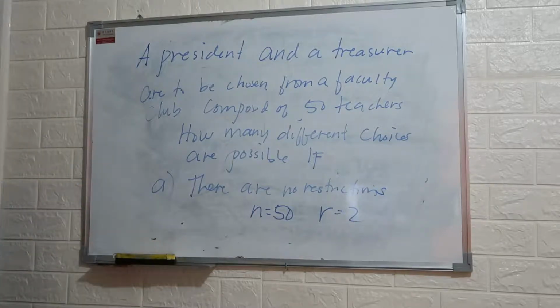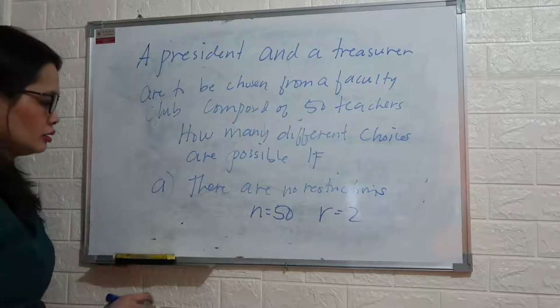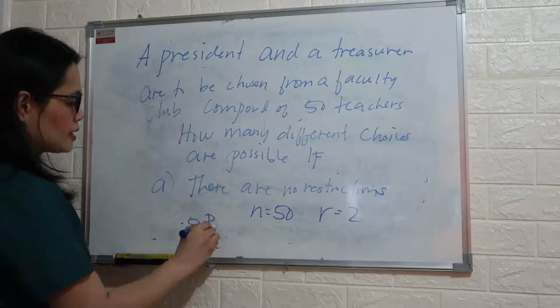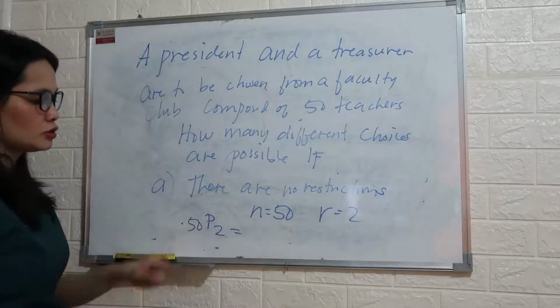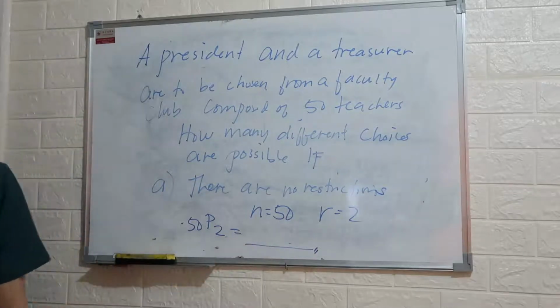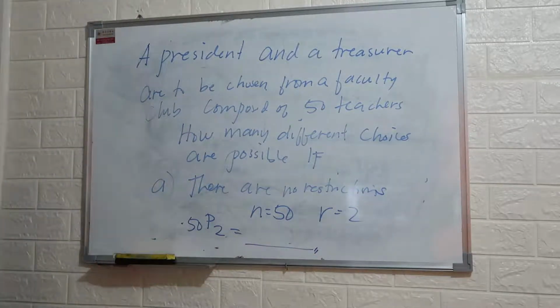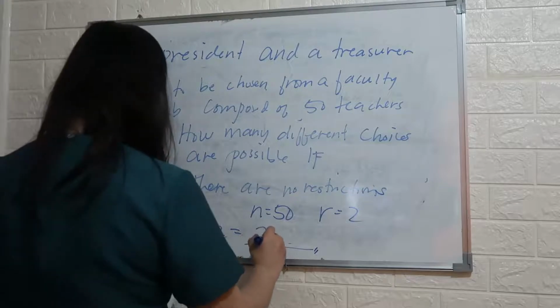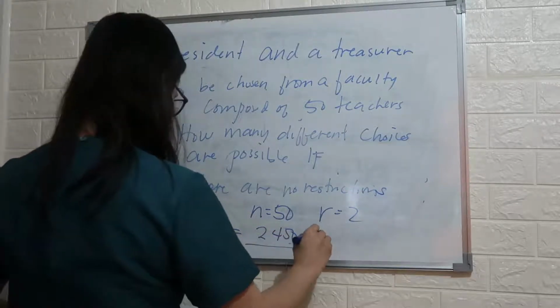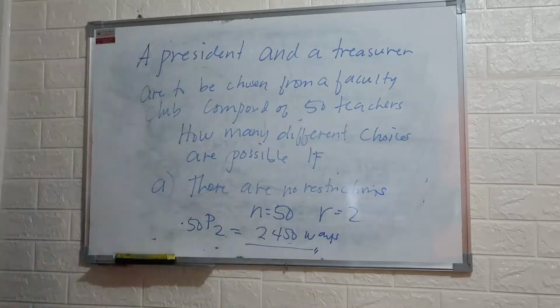How do we answer it? N is 50, R is 2, so that will be 50 taken 2, or permutation of 50 taken 2. So what will be the answer? 2,450. Okay, 2,450 ways.